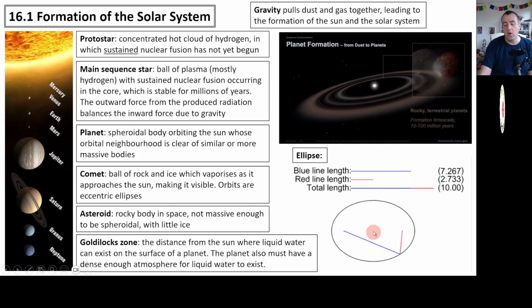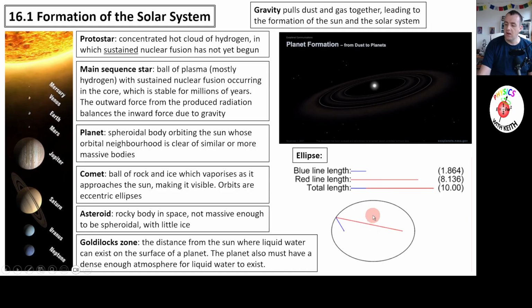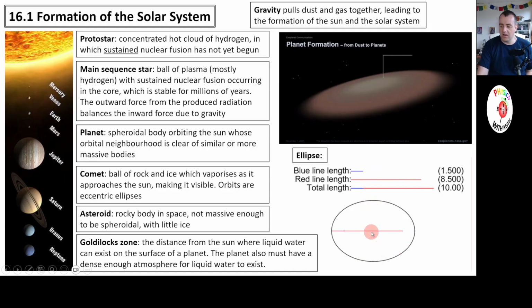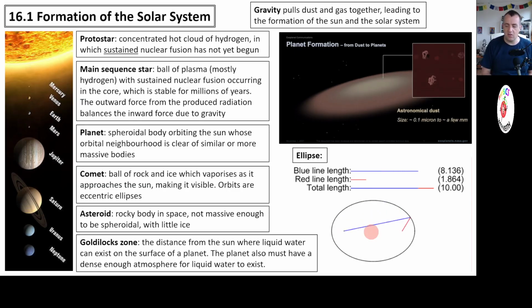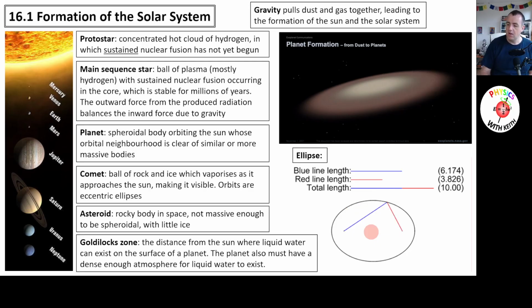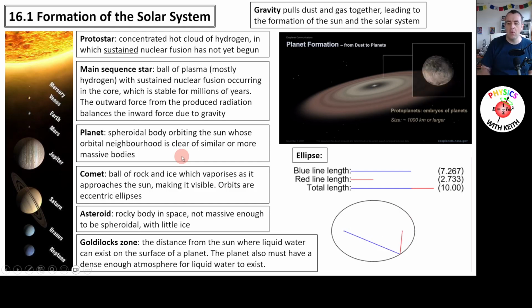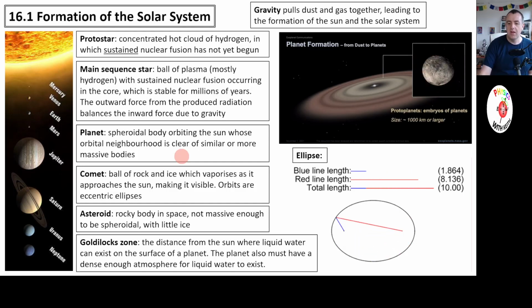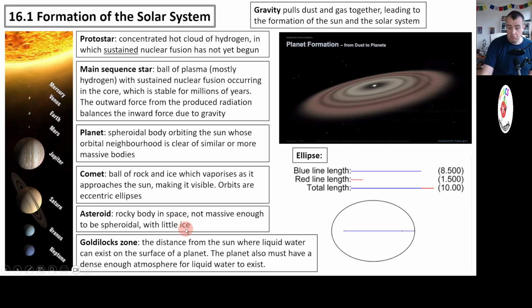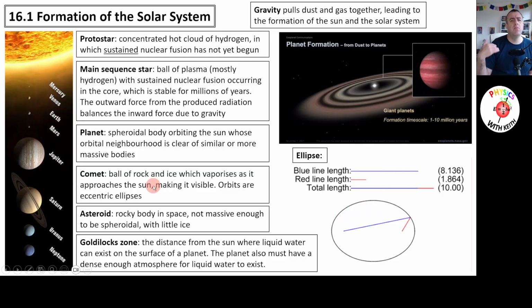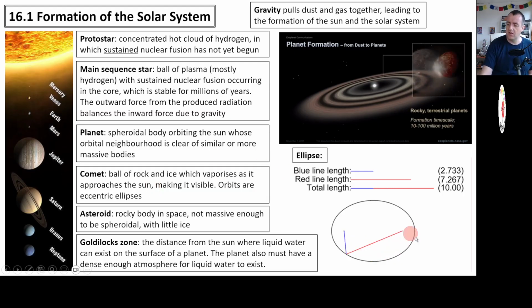If these 2 foci are at the same point, then your red line goes out to the edge, the blue line comes straight back again, so the red line is the length of the radius, the blue line is the length of the radius, the red line and the blue line added together is the diameter, and we have a circle. So a circle is a type of ellipse, and planets tend to have almost circular orbits. Asteroids have reasonably circular orbits, usually, but comets have usually much more eccentric orbits.